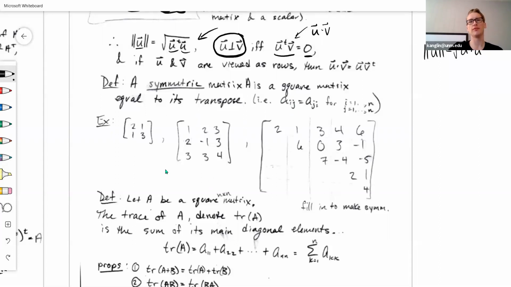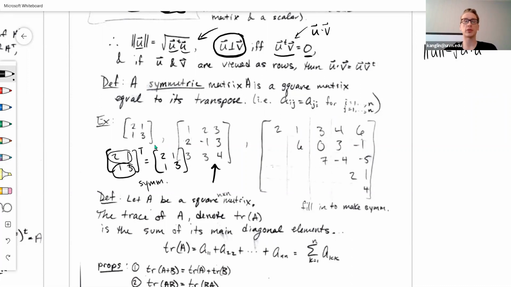So I've written down a couple of symmetric matrices here, 2, 1, 1, 3. Notice if I took the transpose of this, what do I get? First row becomes first column, 2, 1. Second row becomes second column, 1, 3. But this is exactly what I started with. 2, 1, 1, 3 transpose is 2, 1, 1, 3. So this is symmetric. The same thing goes for this matrix here. This is also a symmetric matrix.